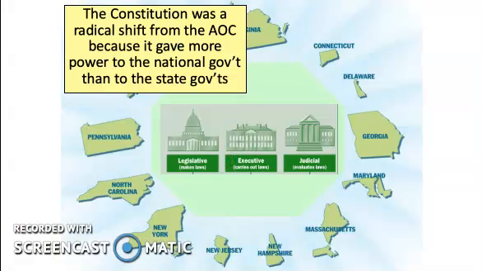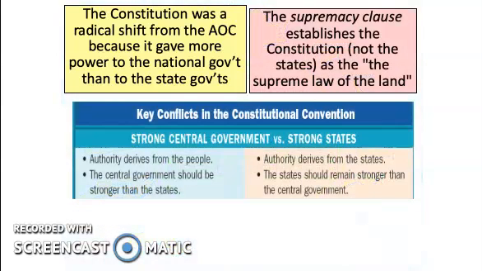First of all, the Constitution was a radical shift from the Articles of Confederation, the AOC, because it gave more power to the national government than to the state governments. There are several parts of our Constitution that we're going to be focusing on. The first one is called the Supremacy Clause. This establishes the Constitution, not the states, as the supreme law of the land.